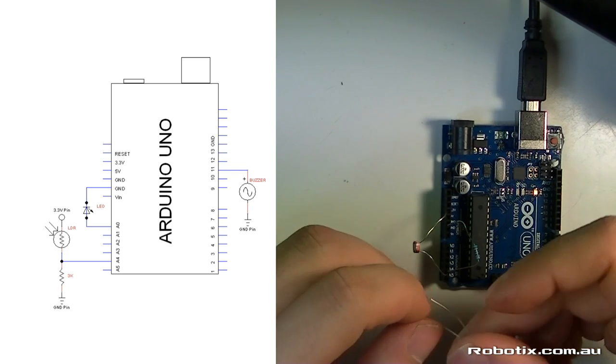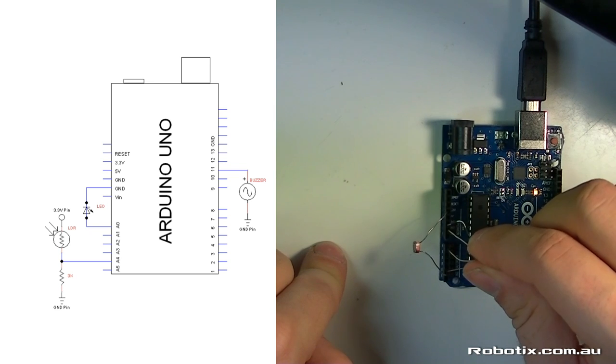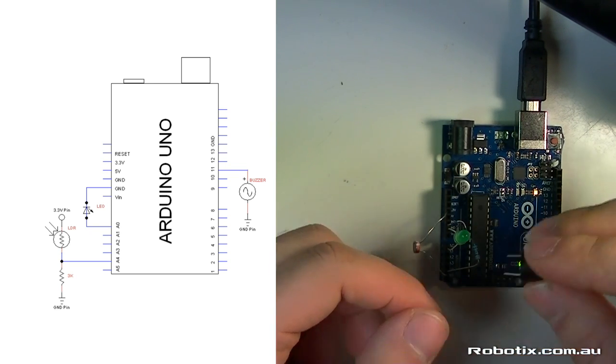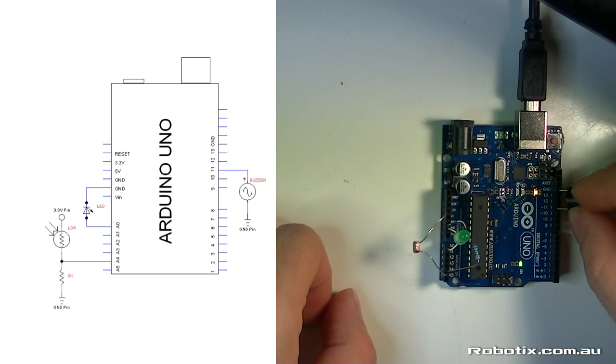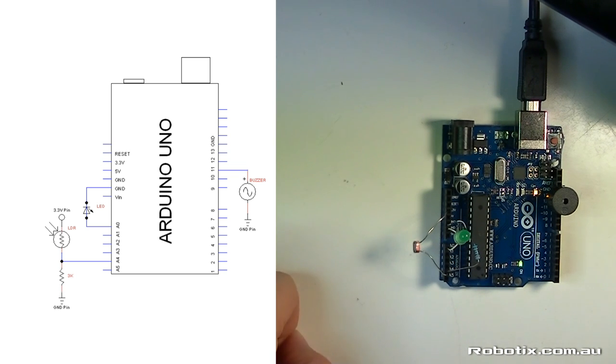And then we take a 5mm LED, a long leg into A0, short leg into the other GND port. And our final component is our buzzer, long leg into pin 11, short leg into the GND port. There it is. Let's have a look at the program.